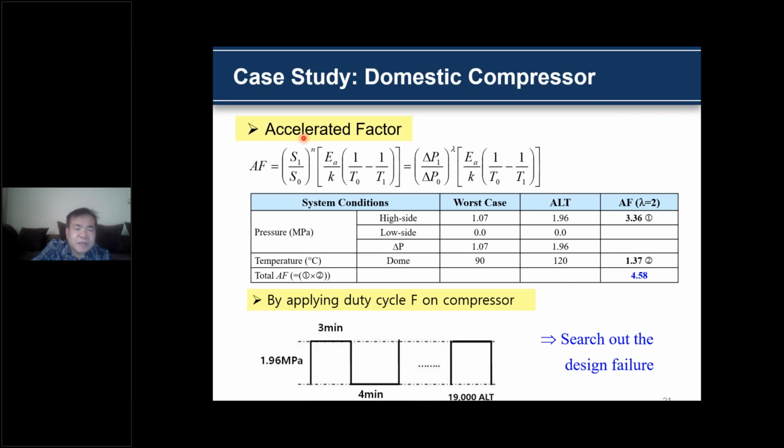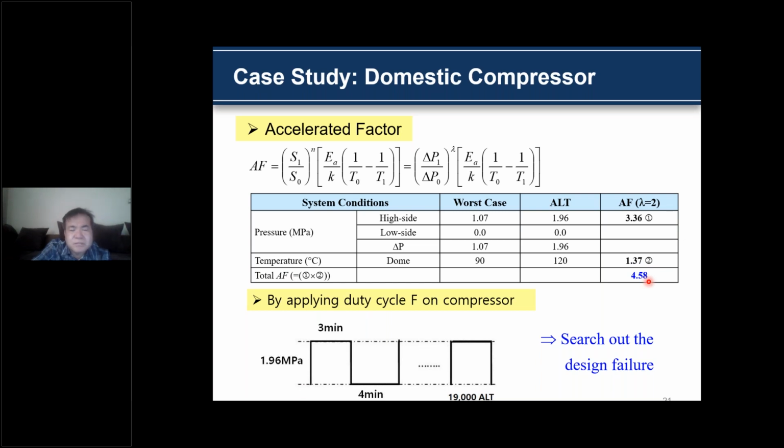I will explain how to calculate the acceleration factor. The acceleration factor depends on the ratio of the pressure difference and the temperature difference. For pressure, the worst-case pressure difference is 1.1. For accelerated testing, we increase the pressure to 2.0. Assuming lambda is 2, we calculate the acceleration factor as 3.4. For temperature, the worst-case temperature is 90 Celsius. For accelerated testing, 120, and the acceleration factor is 1.5. The total is 4.6.